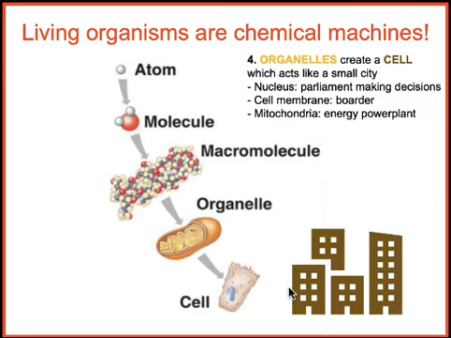So all that to say that these organelles create a cell which acts like a small city, right? The nucleus is like the parliament, making decisions, passing laws. The mRNA goes out: let's make this gene, let's make that one. The nucleus is the big decision maker.